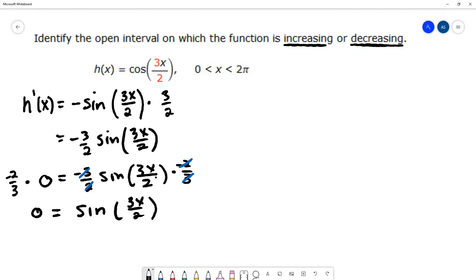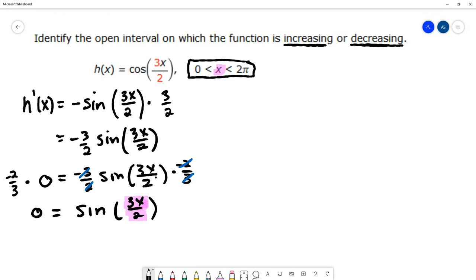It would be helpful for us to look at the unit circle to do this, but I do want to mention here that we do have a restriction that x can be in between 0 and 2 pi. So when we look at our unit circle, we're going to have to compensate for the angle inside of sine not being just an x. So I want to take this restriction of x being in between 0 and 2 pi and figure out what our restriction is on the angle.